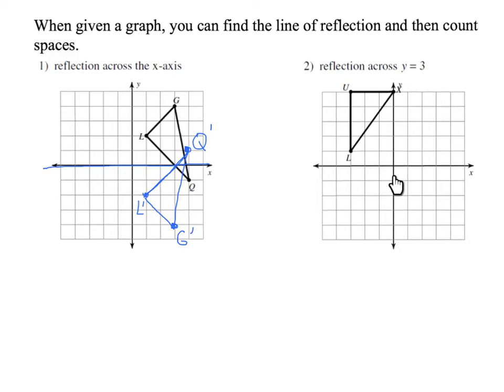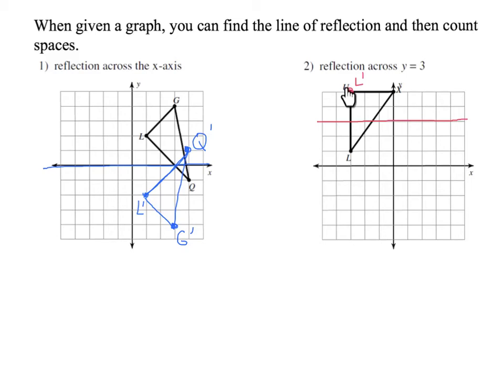Now where does y equal 3 on that line? Start at the origin. 1, 2, 3. That's where y equals 3. So that line is our line of reflection. Now we do exactly what we did in the last one. Start with point L. L is 1, 2 below, so I go 1, 2 above. And it looks like it's going to match up with where U is right now.